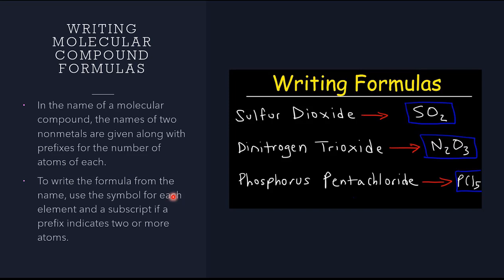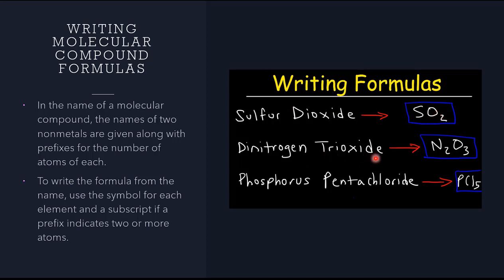All right. Now, going in reverse, we can derive the molecular formula from the name. In the name of a molecular compound, the names of the 2 nonmetals are given along with the prefixes to indicate how many atoms of each. To write the formula from the name, use the symbol for each element and a subscript if the prefix indicates 2 or more atoms. So for example, sulfur dioxide: sulfur S, oxide O, di 2. And since the di is in front of oxide, that means we have 2 oxygens.